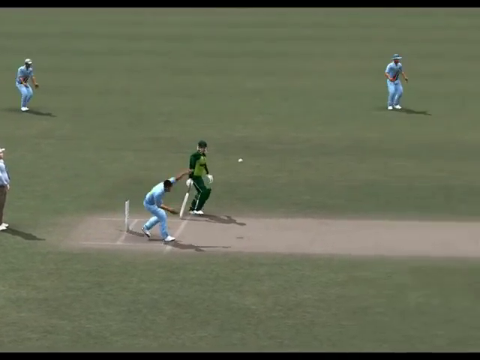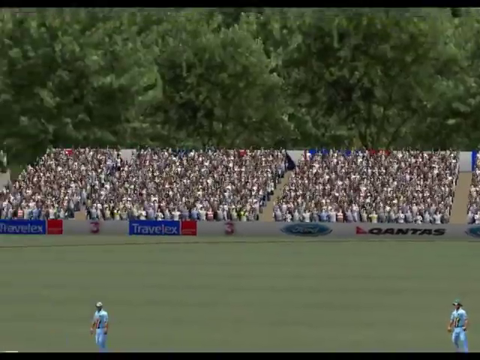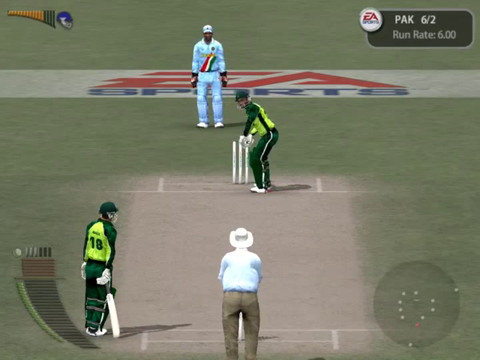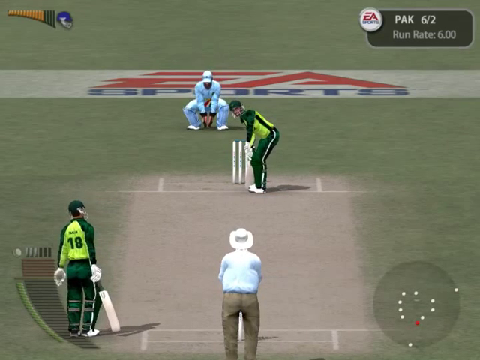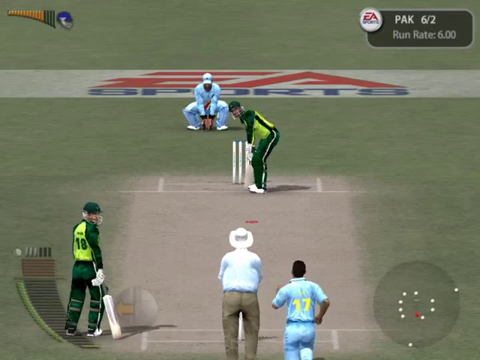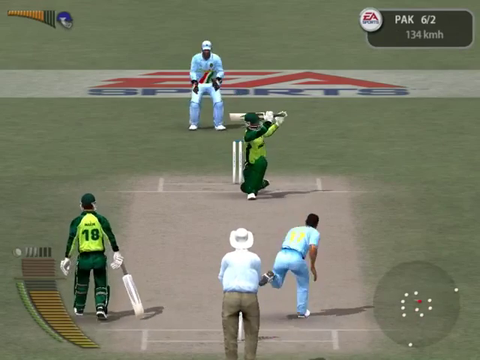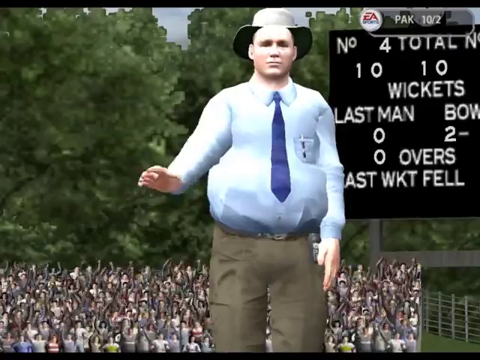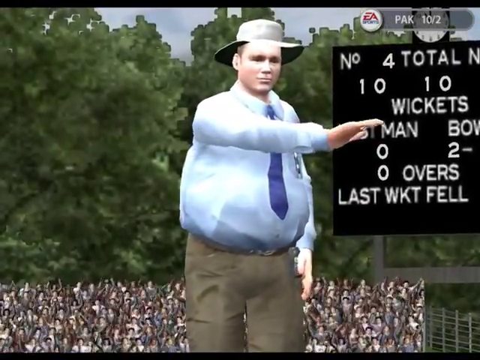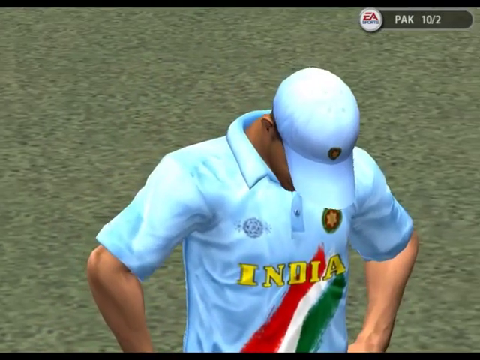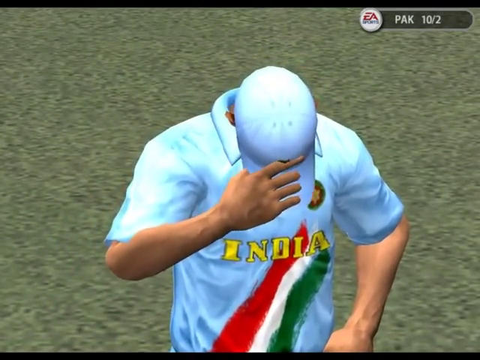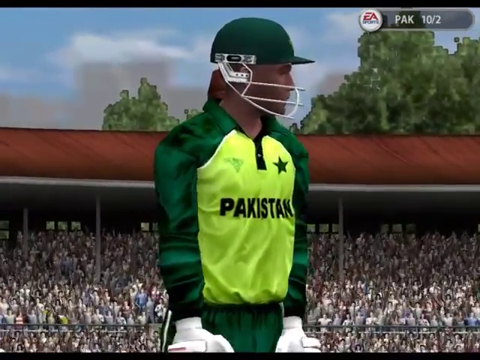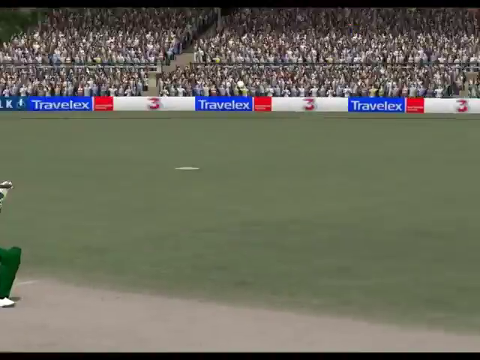Let's take a look at that in slow motion. Khan to Yusuf Yuhana. Racing away to the square leg boundary. Well, he swept that away very powerfully, kept it down, rolled the wrists on top of it, and hit it very cleanly. Let's see the action replay of that.